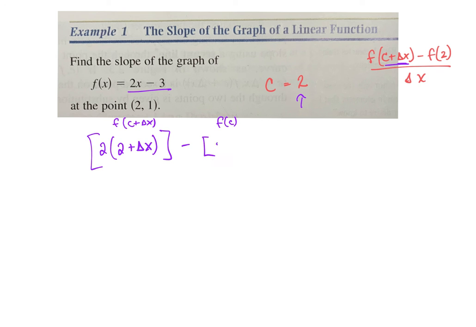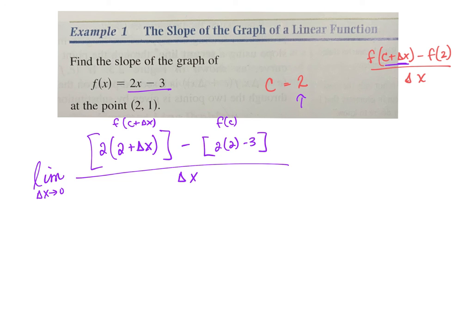Well, if I plug a 2 in, I get 2 times 2 minus 3. I'm just plugging in a 2, right? All over my delta x, all right? And this is a limit problem. So I want to know what happens as delta x approaches 0. I have a problem with that right now, but I'm going to simplify it first to see if I still have a problem, all right?